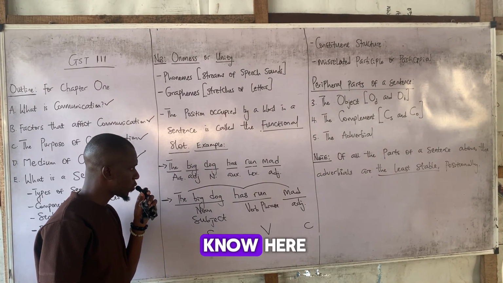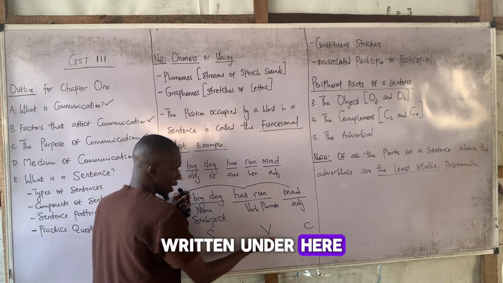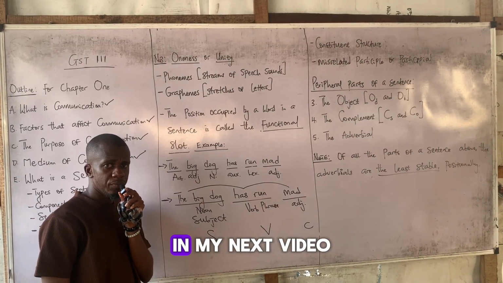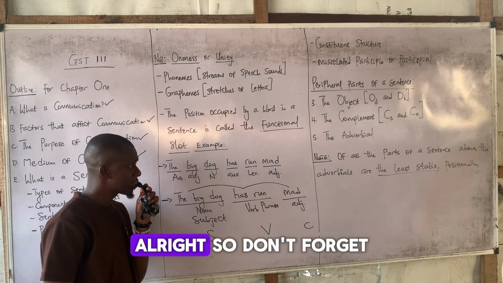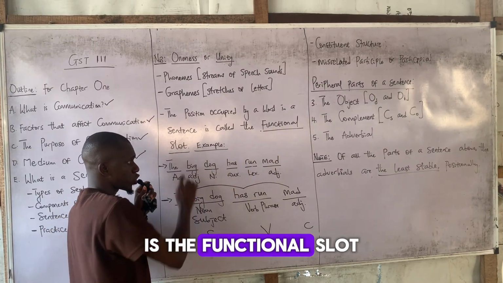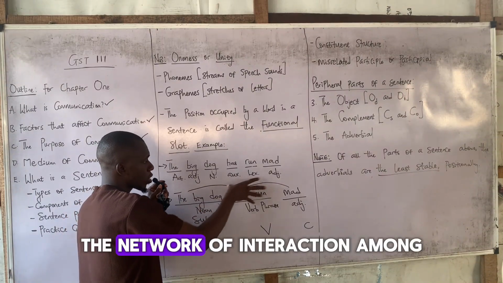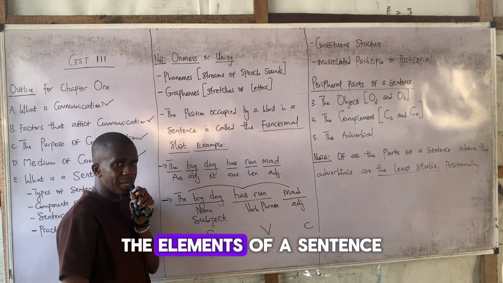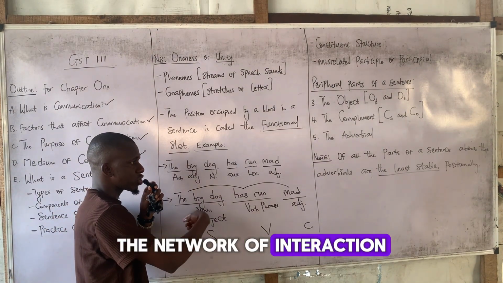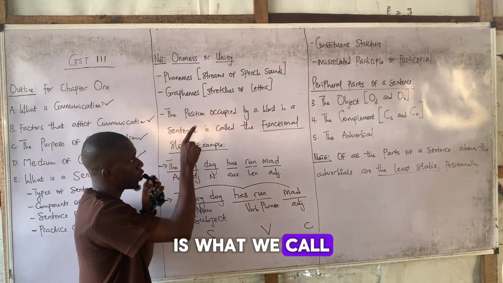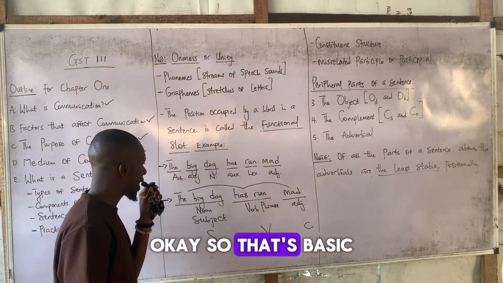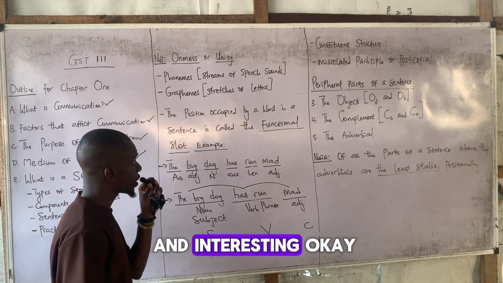What else do we need to know here? The SVC written under here is just one of the sentence patterns which we're going to be talking about in my next video. So don't forget what I said. The position occupied by a word in a sentence is the functional slot. The network of interaction among the elements of a sentence, by elements I mean the words in a sentence, is what we call the constituent structure. Okay, so that's basic and interesting.